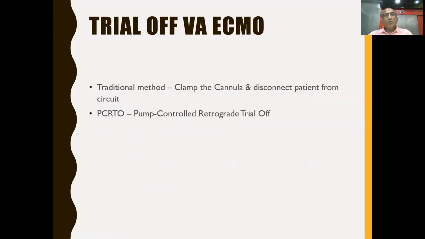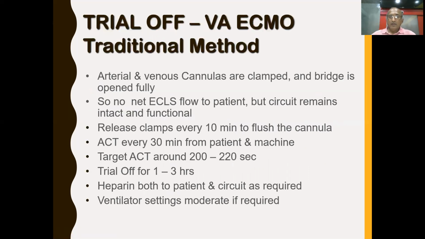Now for VA ECMO, there are 2 methods of VA trial off. One is the traditional method and the second is a pump control retrograde trial off. In the traditional method, we just clamp the cannulas and open the bridge completely. The patient and circuit are isolated from each other. They are not functionally connected to each other now.